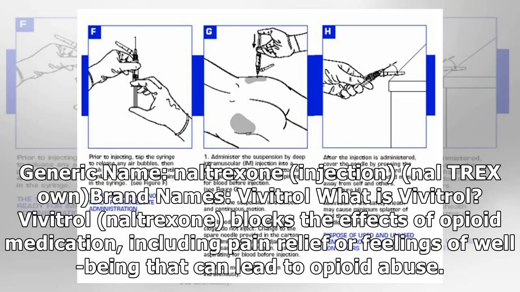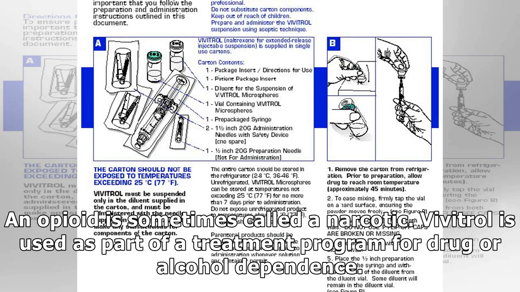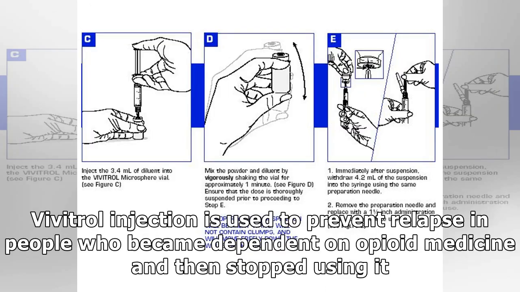Generic name: naltrexone injection. Brand name: Vivitrol. What is Vivitrol? Vivitrol (naltrexone) blocks the effects of opioid medication, including pain relief or feelings of well-being that can lead to opioid abuse. An opioid is sometimes called a narcotic. Vivitrol is used as part of a treatment program for drug or alcohol dependence.